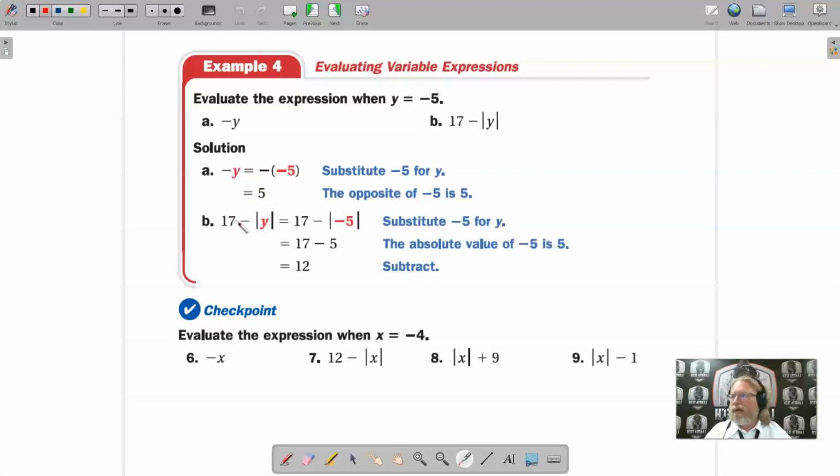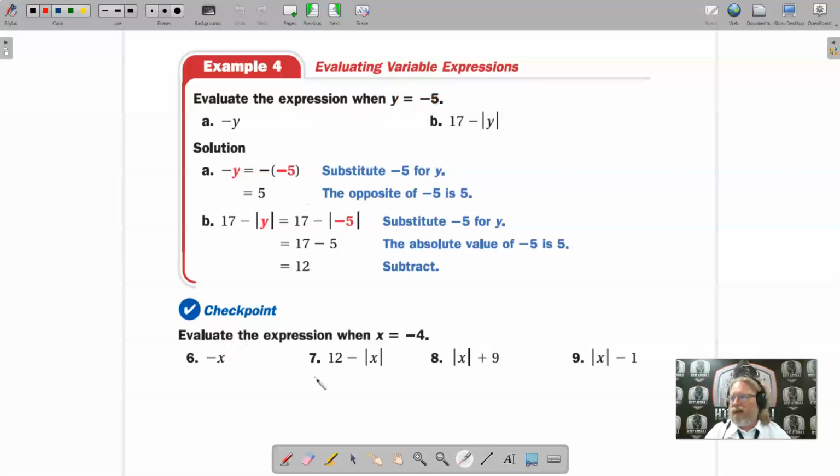Here on the next one, we're going to plug in negative 5. They say 17 minus the absolute value of y. So we'll rewrite this: 17 minus the absolute value, and what is y? It's negative 5. Now we bring down the 17, bring down the minus, and the absolute value of negative 5 is positive 5. Then we just do 17 minus 5, and we get 12. All we did was take whatever y was and plug it into the expression.